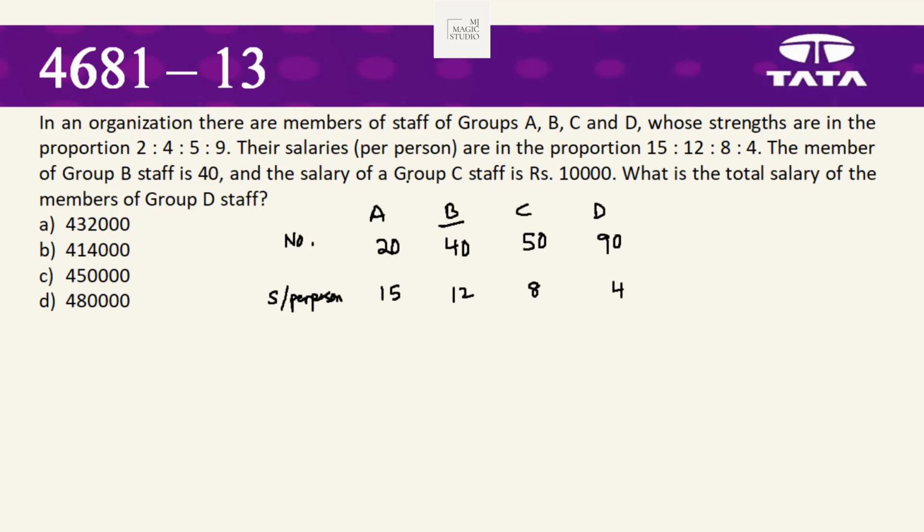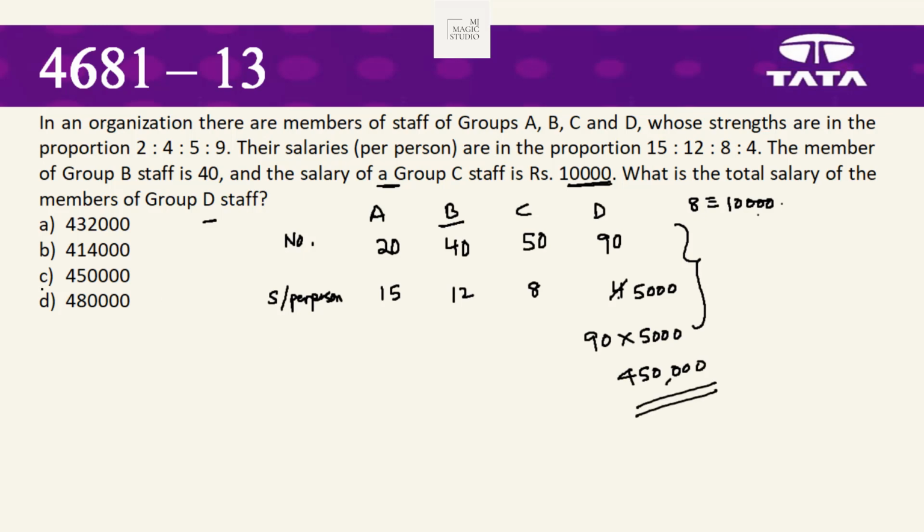And salary of a group C staff is rupees 10,000. That means 8 corresponds to 10,000 as far as salary per person is concerned. What is the total salary of members of group D? Now if 8 pertains to 10,000, 4 pertains to what? 5,000. So what is the salary of members of group D? It is 90 into 5,000. That is 4,50,000. Option C is the pick.